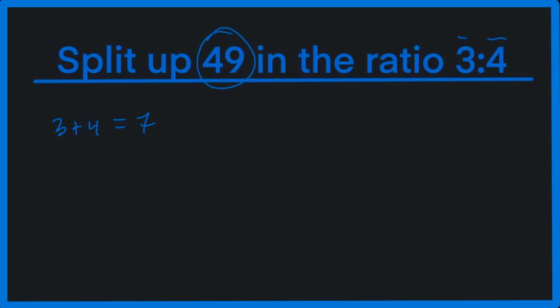We take 49 and we divide it by 7 first, which is 7, and then multiply it by each of these numbers. So 7 times 3 is going to be 21, and 7 times 4 is going to be 28. So we have the ratio 21 to 28.